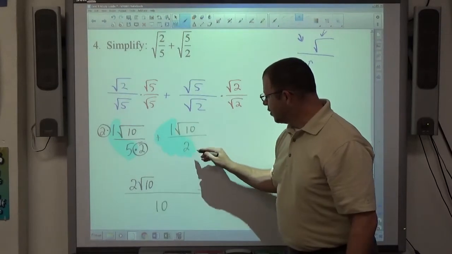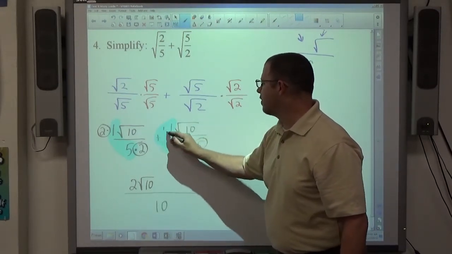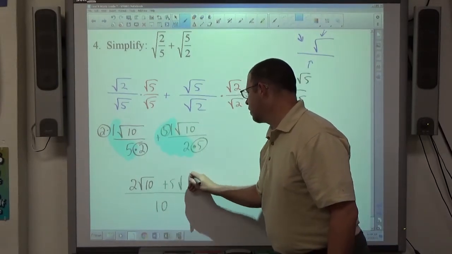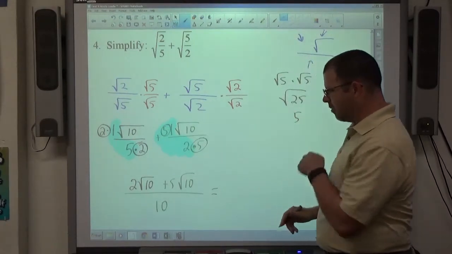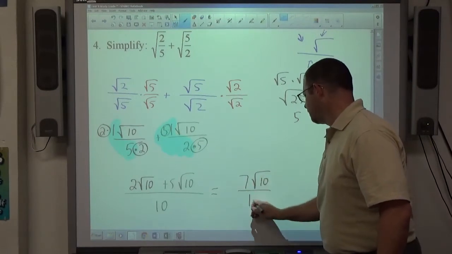Same deal here, this is 2 on the bottom, I need it to be 10, it has to be multiplied by 5, so if I multiply that times 5, I've got to multiply the top times 5. 5 times 1 is 5, so we get 5 times the square root of 10. So altogether, the final answer here, 2 square roots of 10 plus 5 square roots of 10 makes 7 times the square root of 10, all over 10.